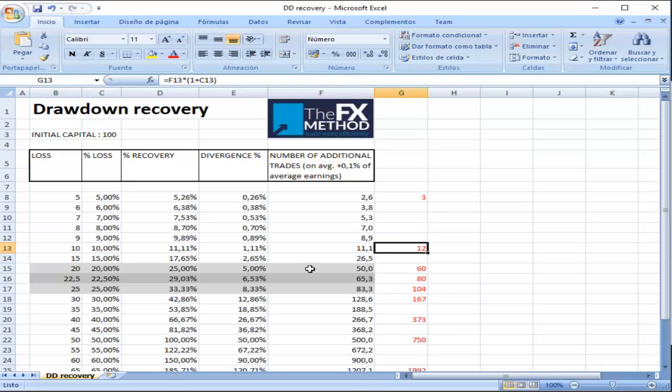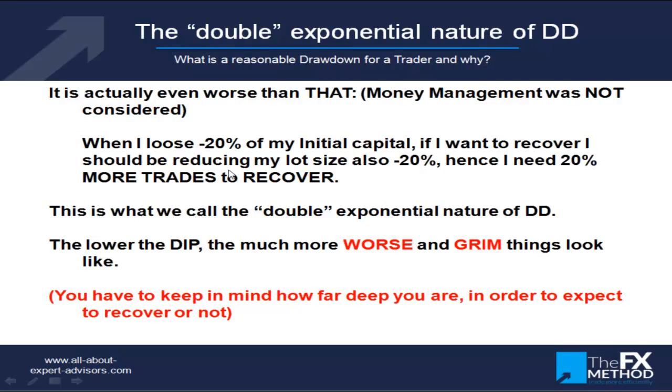But here you see 20%, you need 60 trades to get to the same point. 32.5% is 80 trades. And when we get to losing 50%, as I need to reduce my lot size also by 50%, I need to do 750 trades of $10 of the same average expected payout to get back to the same point. That's completely undoable. So that's what I call actually the double exponential nature of drawdown. You see why it's doubly exponential?